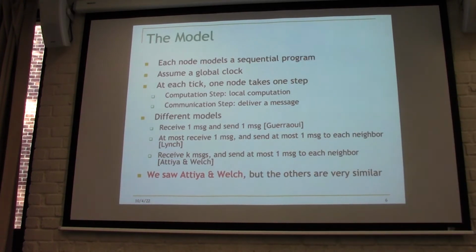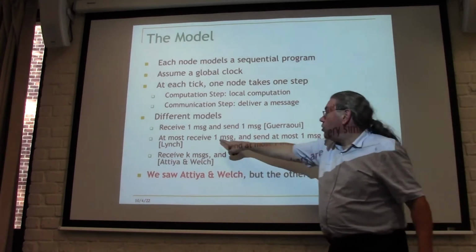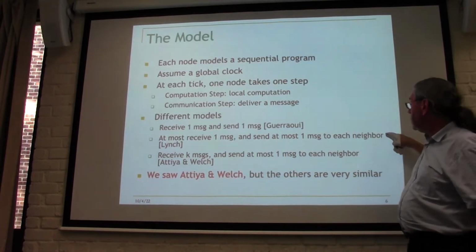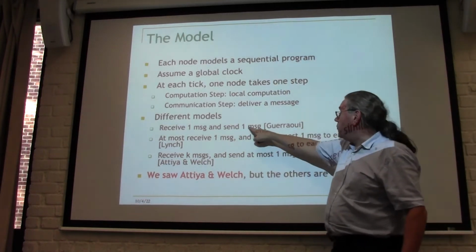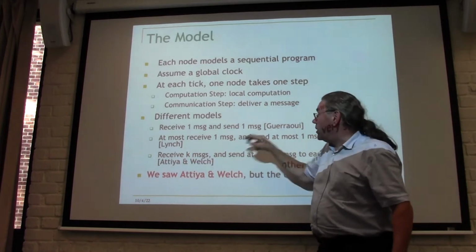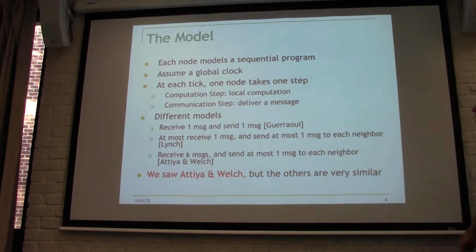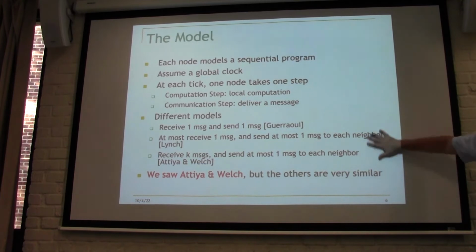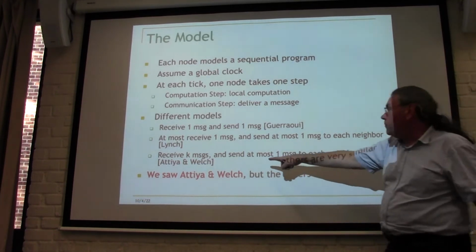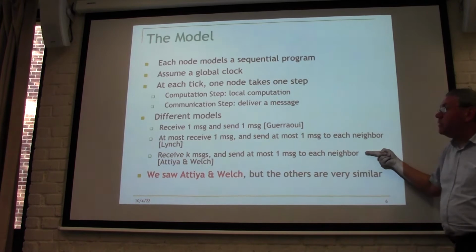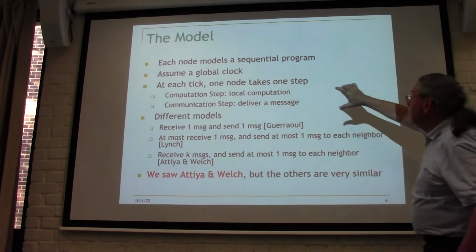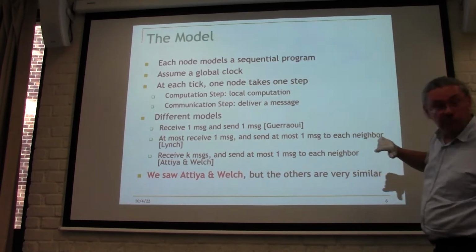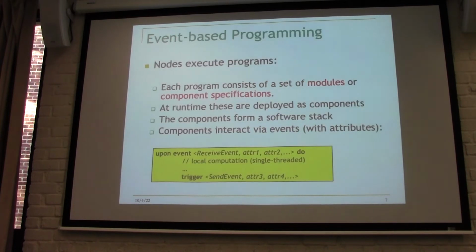This is the model we saw last week, called the Etienne-Welch model, because in the book of Etienne-Welch is the model they define. But there are other models where you can at most receive one message and send at most one message, or you receive one and send one, like the model by Rashid Garawi or by Nancy Lynch. So it doesn't really matter. We saw this one, which is a reasonable one, but others are also reasonable. It doesn't matter as long as they're interleaved. That's one thing.